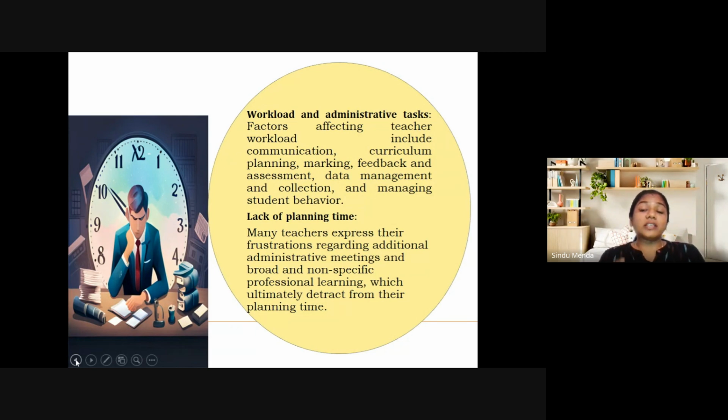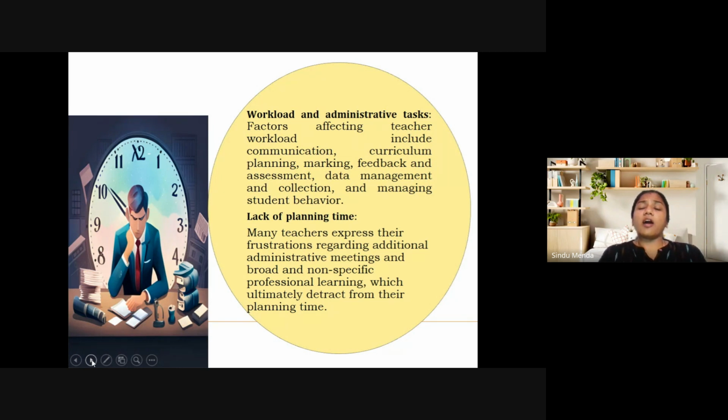So based on these factors, we have to know how to reduce that workload and the administrative tasks as early as possible, so that we can do the other work simultaneously.